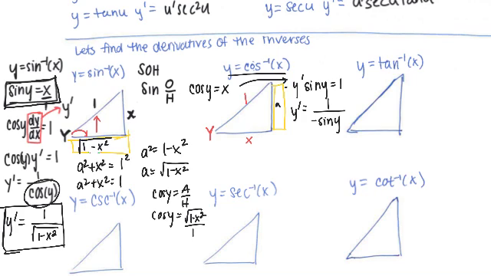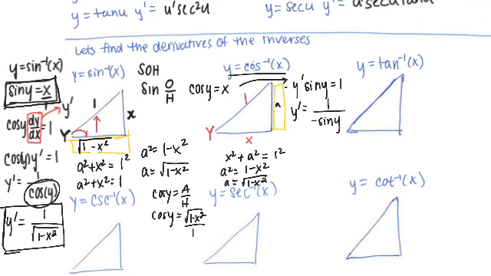So x squared plus a squared equals 1 squared. So a squared equals 1 minus x squared. A equals the square root of 1 minus x squared.